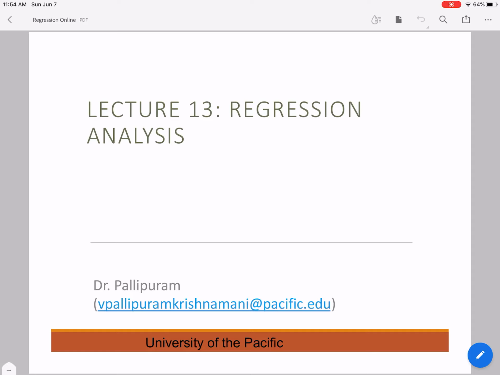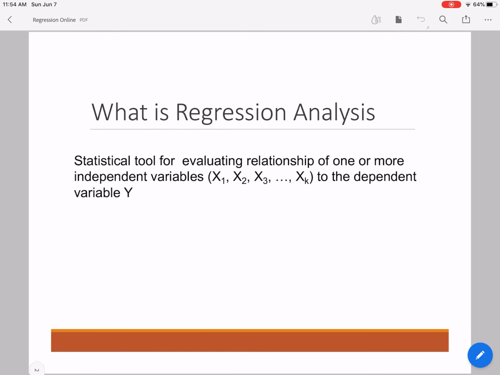In this lecturette, I'm going to introduce you to regression analysis, which is a very popular technique that is used in various disciplines to develop some sort of a formula that can explain the underlying phenomenon. Specifically, this is how a regression analysis is defined. It's a statistical tool that is used to evaluate the relationship between a dependent variable, let's call it y, with a set of independent variables such as x1, x2, x3, and so on until xk.